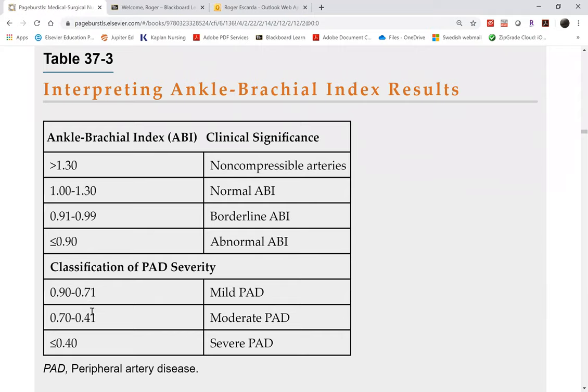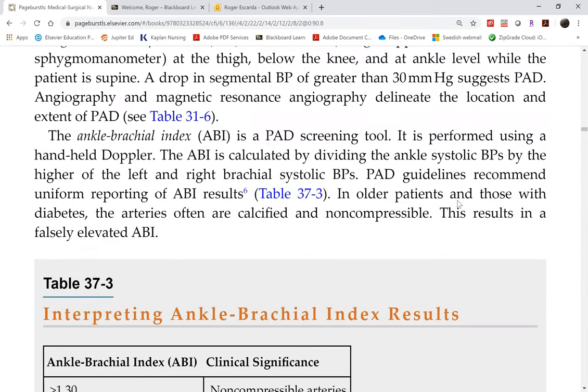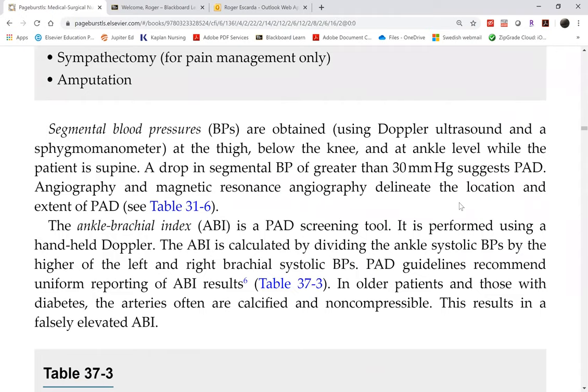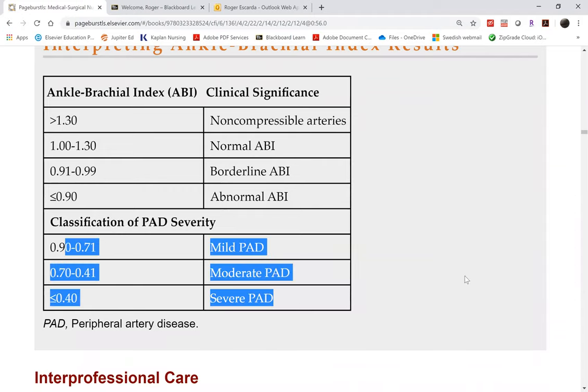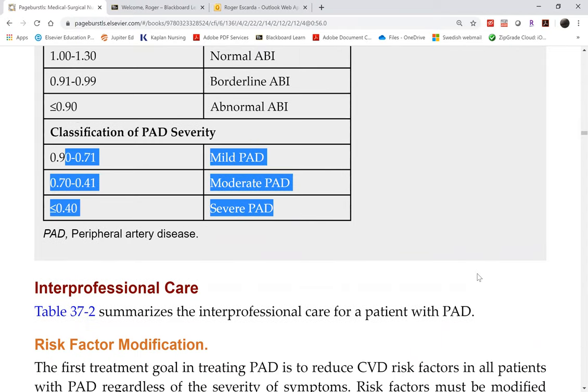Right, and here is your severity, again depending on the answer. So on a test question for next week, make sure you know your math. You'll be given, of course, the two blood pressures, and then you just do the math and interpret what the patient has. Do they have mild? Do they have normal, borderline, abnormal? And if it's abnormal, we have three classifications here: mild, moderate, and severe.